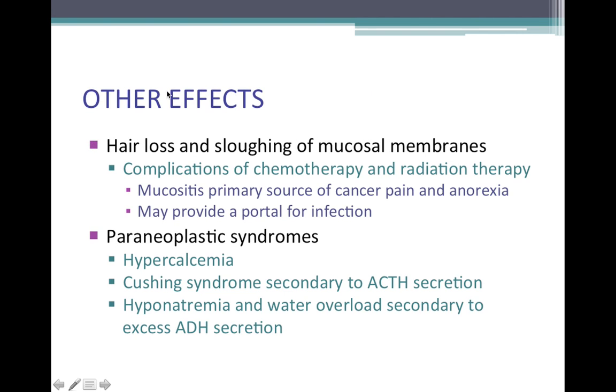So some other effects of cancer could be hair loss and sloughing of mucosal membranes, or paraneoplastic syndromes. Now, the hair loss and sloughing of mucosal membranes isn't usually caused by the cancer itself, but rather is a more dramatic side effect of the chemotherapeutic drugs. Because those chemotherapeutic drugs target cells that divide rapidly, hair cells and mucous membrane cells, because they divide so rapidly, are also affected by the chemotherapeutic drug, even if they're not cancerous. So we can see a lot of weakening of those tissues and hair loss during chemotherapy.